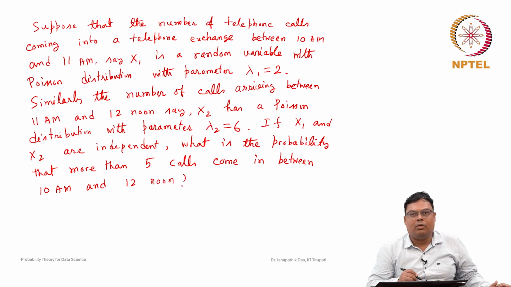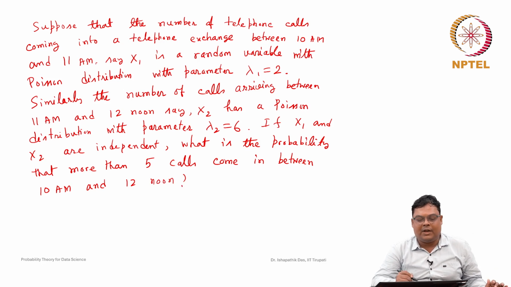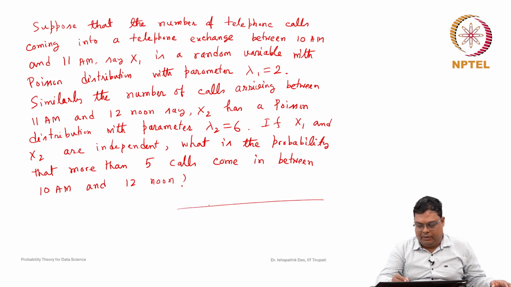Okay. So, let us go through this problem again. Suppose that the number of telephone calls coming into the telephone exchange between 10 to 11. So, basically if you consider the time like this, 0, 1, suppose this is 10, 11, 12. Between 10 to 11, the number of telephone calls is the random variable X1, Poisson distribution with parameter lambda 1, and lambda 1 is given as 2, and in the range between 11 and 12, X2 has Poisson distribution with parameter lambda 2, lambda 2 equal to 6.